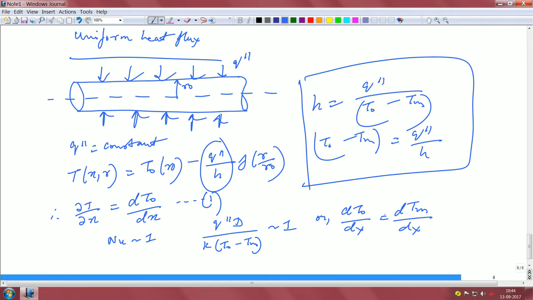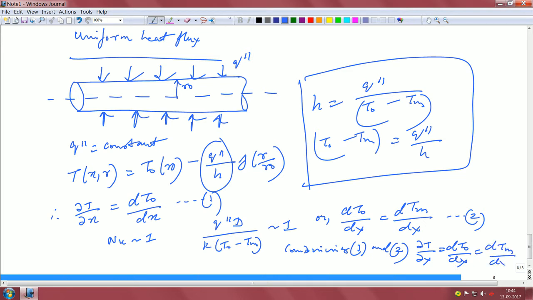So, it becomes dT0/dx = dTm/dx, right. So, compositely what we get from this is your equation 2. Combining 1 and 2, what do we get? We get ∂T/∂x = dT0/dx = dTm/dx, got it. Okay. So, all the slopes are basically the same, right.